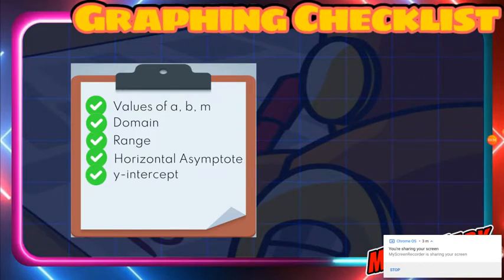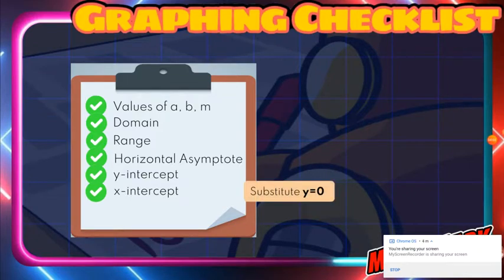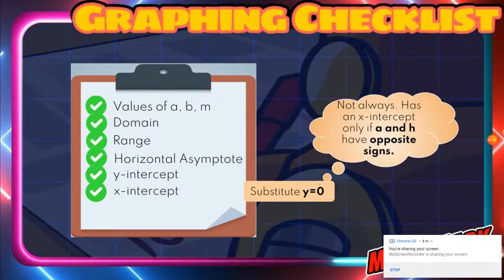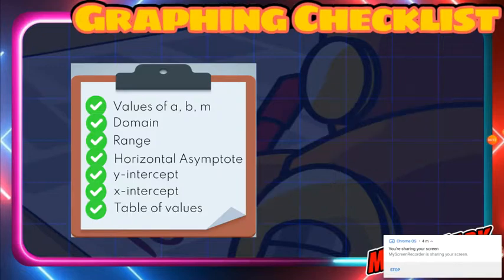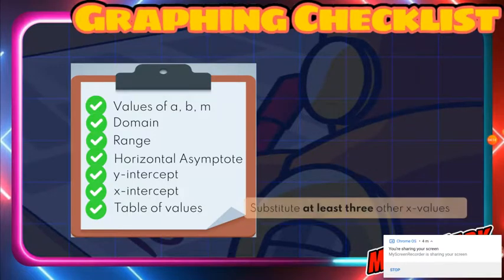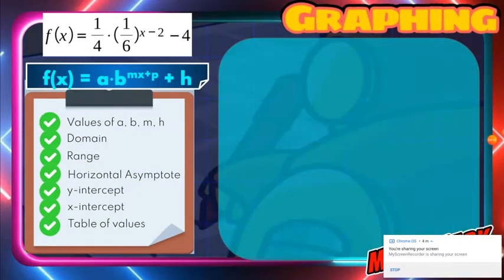The y-intercept is simply when x equals 0. The x-intercept is the other way around, y equals 0. But there is not always an x-intercept, because it only occurs if a and h have opposite signs. And the table of values requires at least 3 other x values to substitute. Now let's focus on the example I showed earlier.